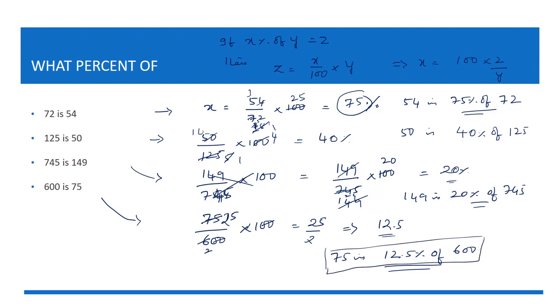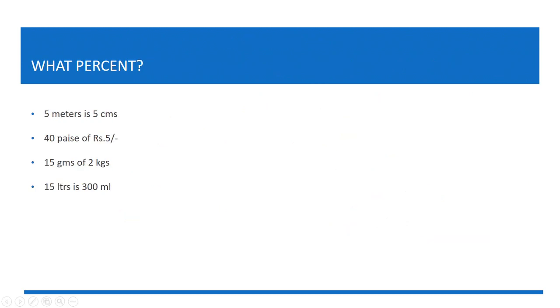Right? See, the main thing is, when you are going to find the percentage and all, the unit should be same. That is a very important thing. Now you got to know how to calculate what percentage, as well as fraction to decimal, decimal to fraction conversion, right? All those stuffs you got to know now. Let us check out with this. What percent? 5 meters is 5 centimeters, 40 paise of rupees 5, 15 grams of 2 kgs, 300 ml of 15 liters.